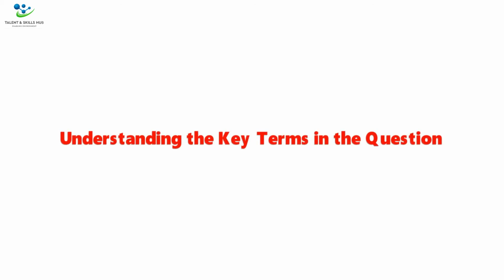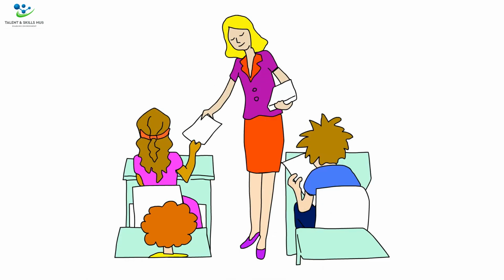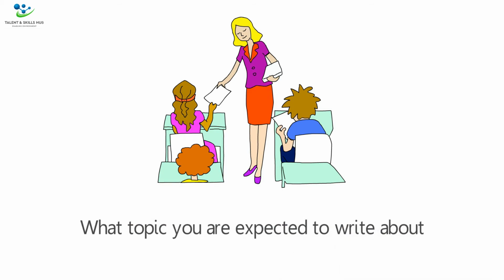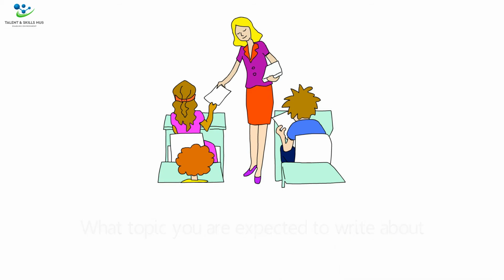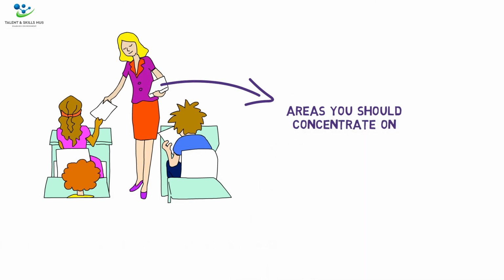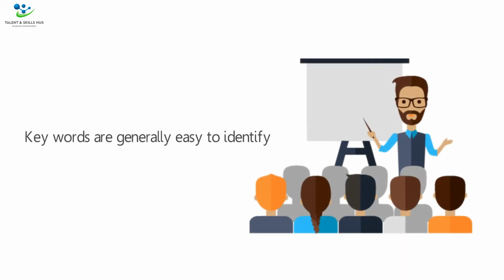Understanding the key terms in the question. Every assignment or examination question contains keywords or phrases that tell you what topic you are expected to write about. They define the topic, indicating the areas you should concentrate on. The keywords are generally easy to identify, as they are likely to be the topics that you have studied during lectures.